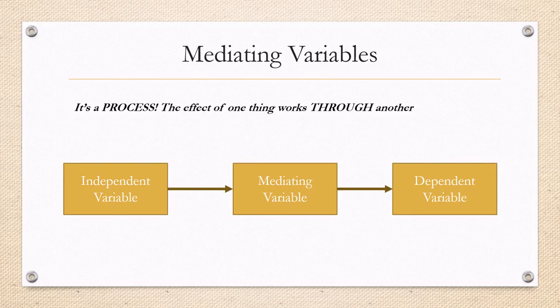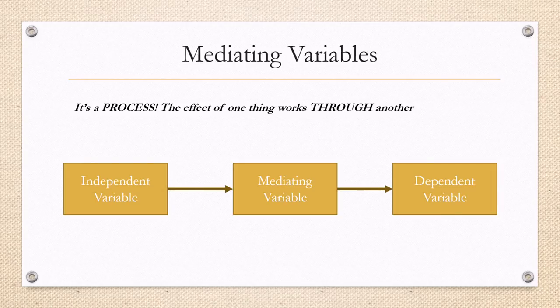Another more complicated situation is mediating variables. In mediating variables, we're looking at a process. The effect of one thing works through another. So an independent variable affects the mediating variable, which then affects the dependent variable. For example, thoughts affect physical movement, but this is done through neuron activation.